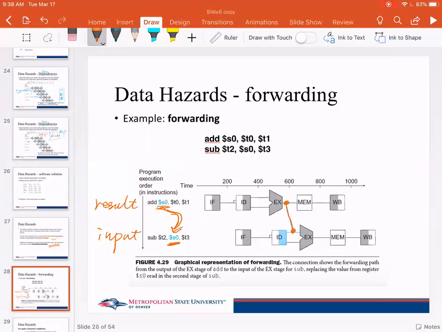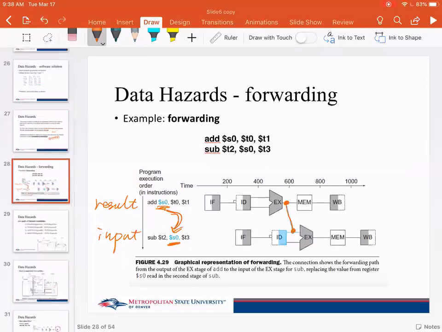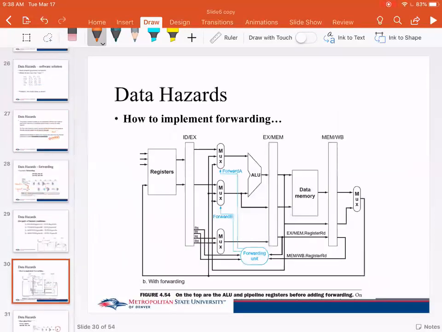The forwarding here, if I call it a secret communication, means you have to have a secret channel, something to pass the data. In the circuit, of course, you will have to have this kind of connection. That means this actually changes the original structure of the CPU, because you add some more connections there. So how to implement this? The circuit will look like this.